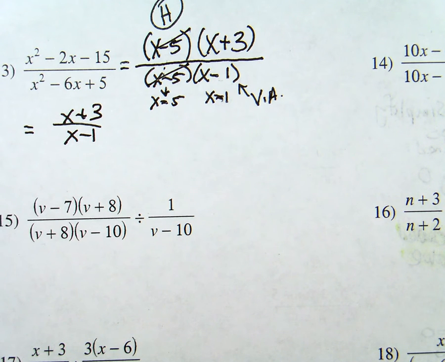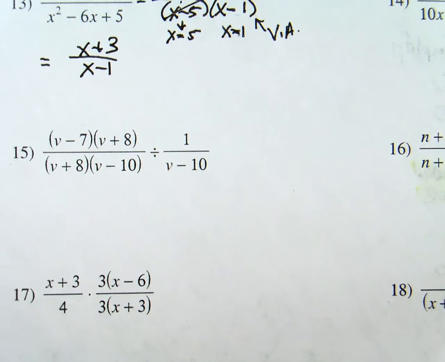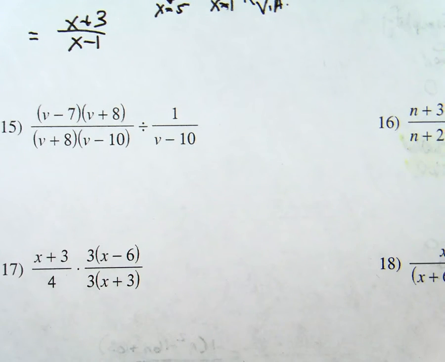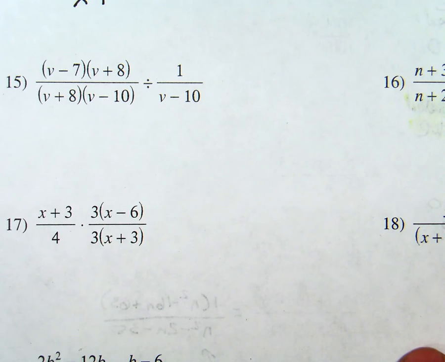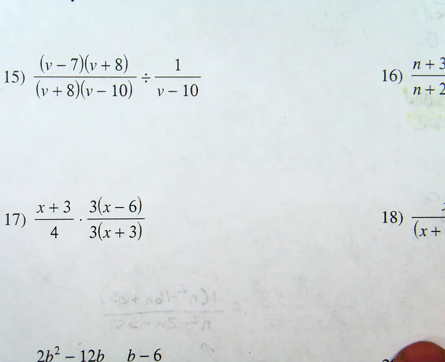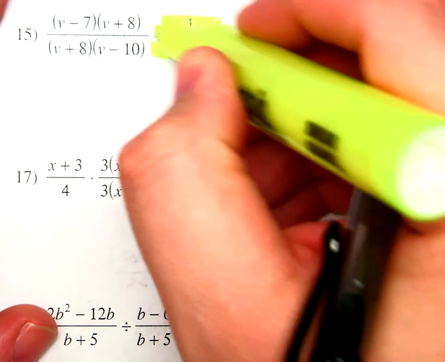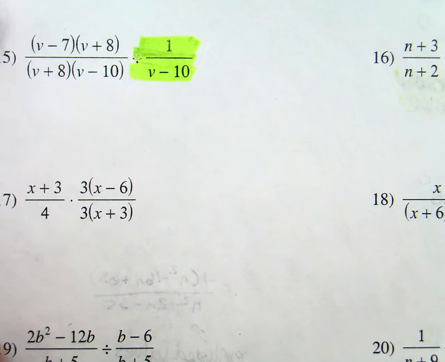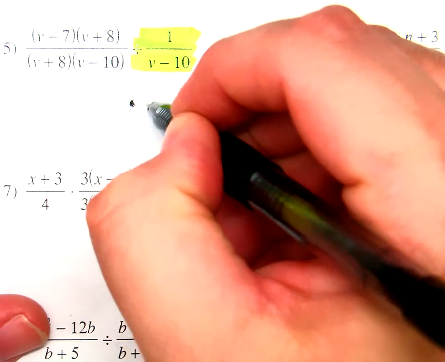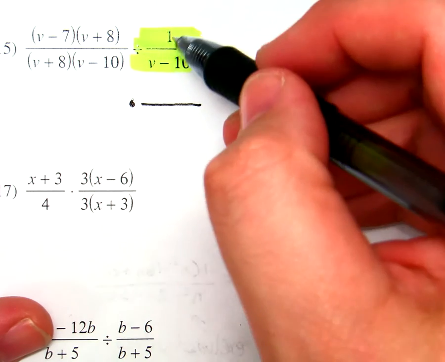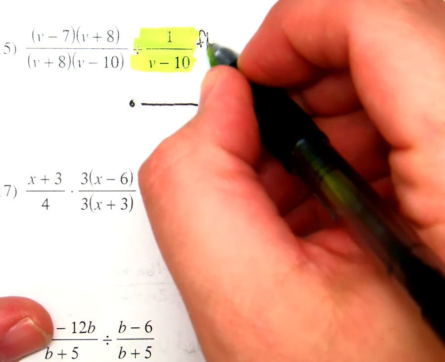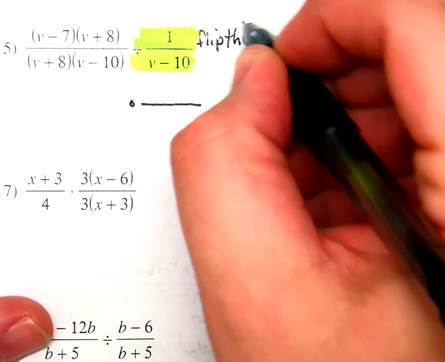Now, 15. Right now we're just dividing stuff out. Is this a multiplication problem or a division problem? It's a division problem. And when you start the division problem, you're concerned with the dividing sign and then everything afterwards. I'm going to change the division to multiplication and flip this one. This is going to be v minus 10 over 1.